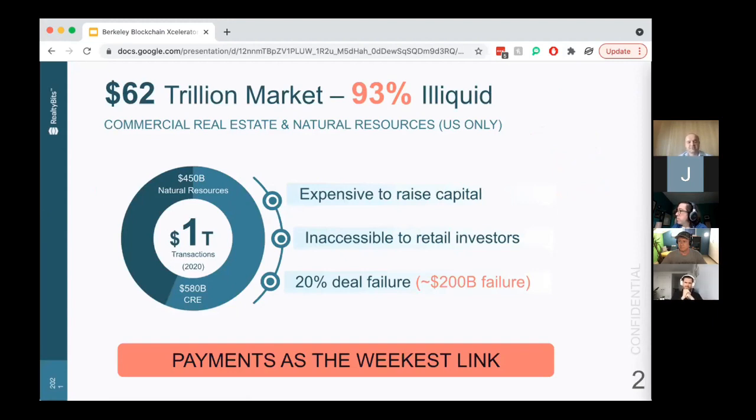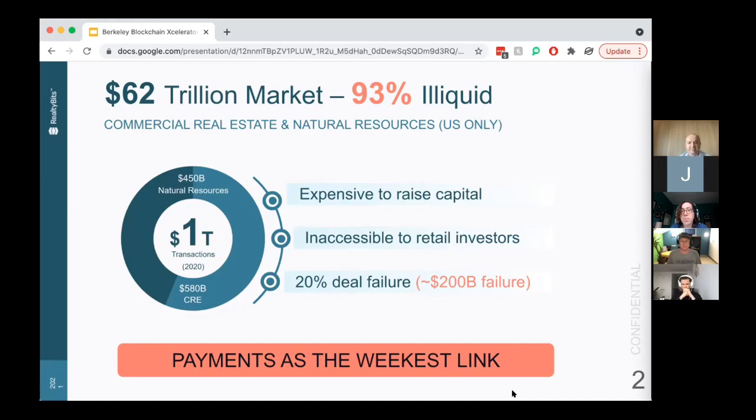It is a very large market. In the US, the real asset market alone, energy and natural resources and commercial real estate, is a $62 trillion market, and it's 93% illiquid. And it has a lot of issues. It's mainly inaccessibility that is the biggest issue the industry is faced with. It's very expensive to raise capital to purchase these kinds of assets.